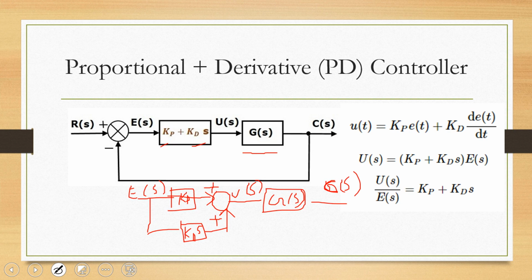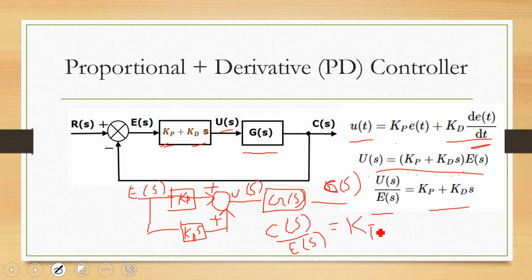Now the control signal U of t is equal to Kp into E of t plus Kd into dE of t by dt, that means its derivative. So U of S can be written as Kp plus Kd S into E of S, or U of S by E of S is Kp plus Kd into S. Now we need C of S by E of S. It is Kp plus Kd into S into G of S.